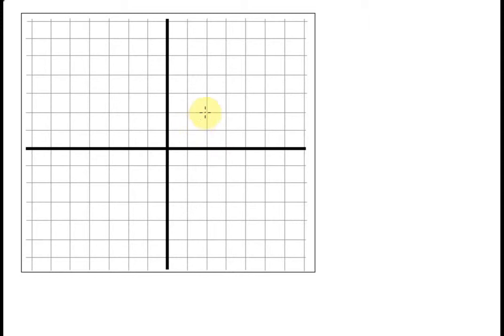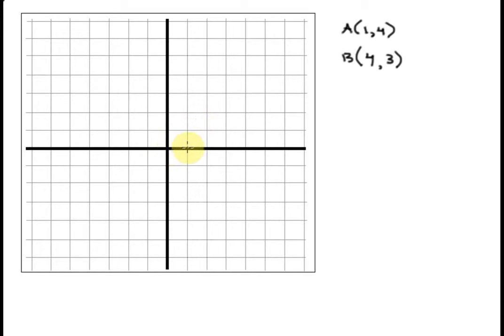So here's the question. We have point A. Point A is at 1, 4. And we have point B. Point B is at 4, 3. And we connect the line segment through these 2 points.